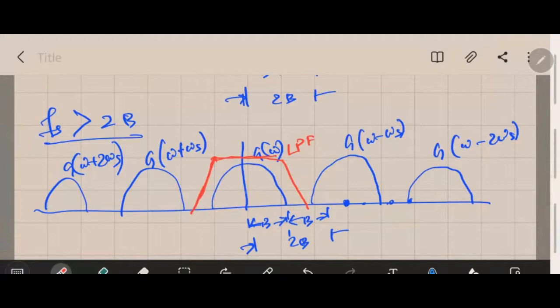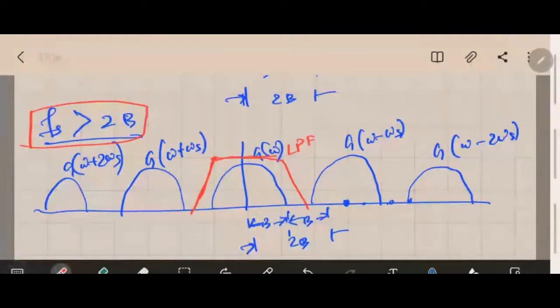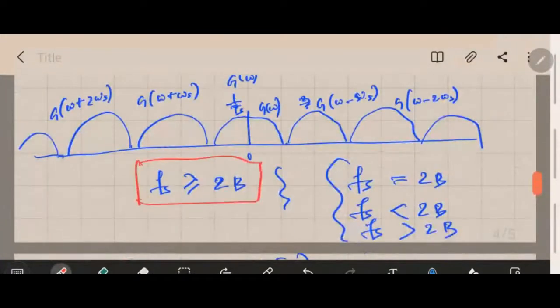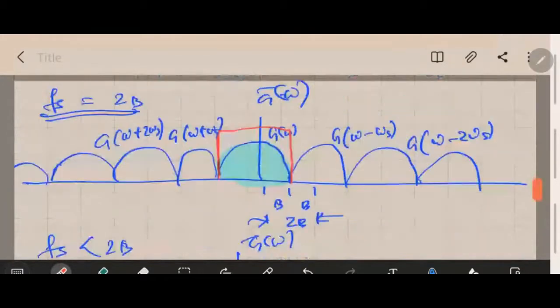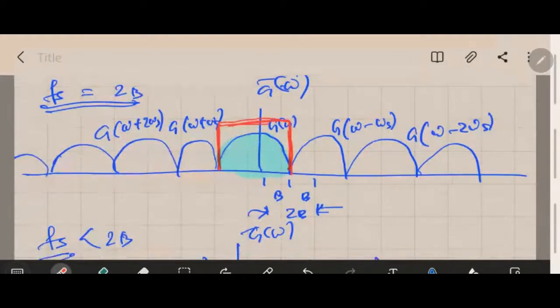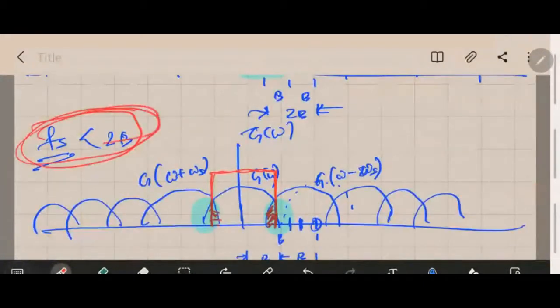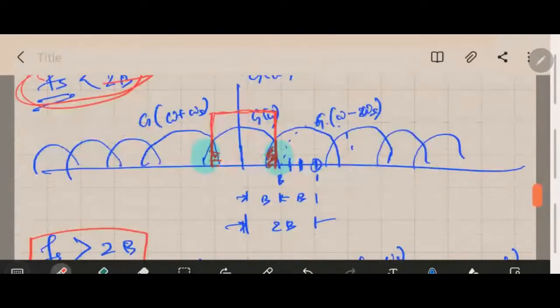So if you want a filter with this gradual cutoff, you have to follow this condition, that is fs is greater than 2B. Okay, and this is also the proof of the sampling theorem, why you should sample the signal at a rate fs greater than or equal to 2B. If your fs is greater than 2B, then at least theoretically you are able to get back your original signal by using an ideal low pass filter. But if it is less than 2B, as you see in this case, you cannot get back your original signal. Even theoretically you cannot get back your original signal.